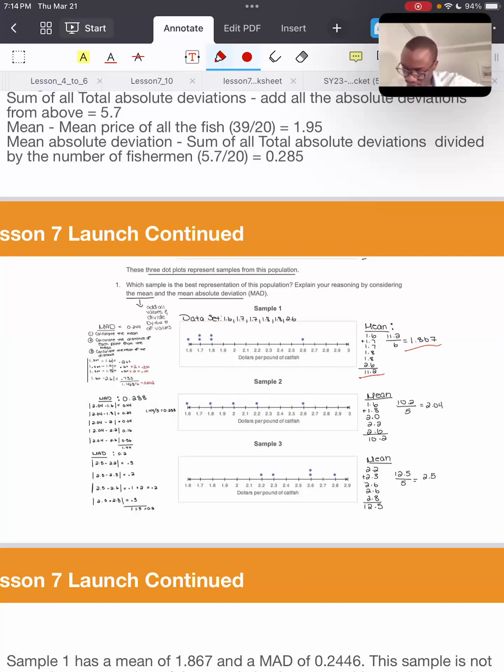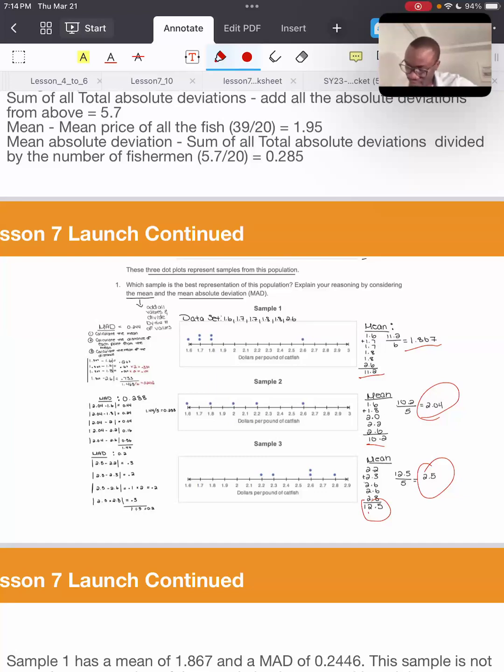We have 1, 2, 3, 4, 5. So we have 5 points. The total is 10.2, divided by 5. You get a mean of 2.04. For sample 3, you do the same thing. You have 1, 2, 3, 4, 5, so 5 points, and that gives you a total of 12.5. Divide 12.5 by 5, and you get a mean of 2.5.